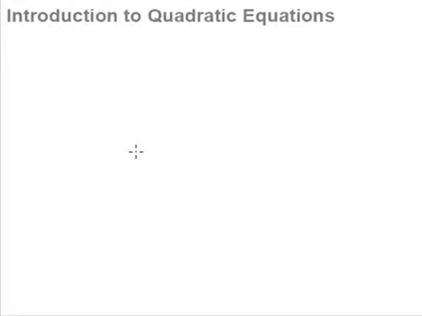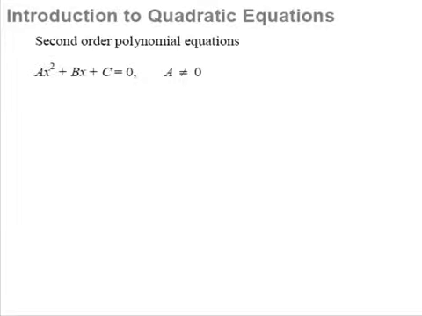This is a short introduction to what a quadratic equation is all about. Quadratic equations are basically second order polynomial equations, or polynomials with degree 2. It always comes in the form ax squared plus bx plus c equals 0. This is a quadratic equation when a is not 0.